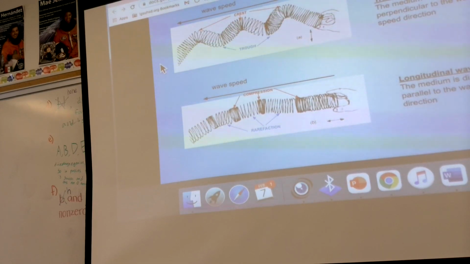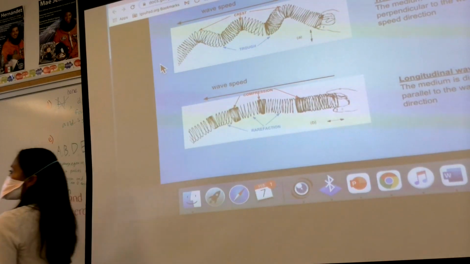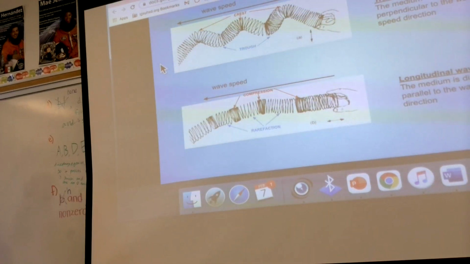A longitudinal wave has parallel displacement, meaning that the slinky coils are moving left and right as the wave itself moves left and right. They are parallel to each other. In our lab today, we're going to test which of these wave types travel faster. So our focus in our lab is to figure out what different characteristics increase the speed of different waves.